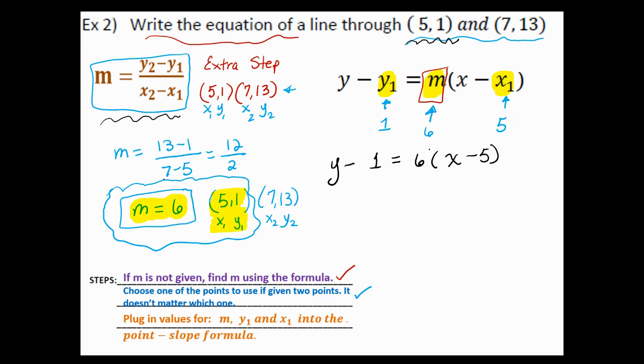Okay, so the next step is to do a little distributive property. So if you could do that, please. Distribute.